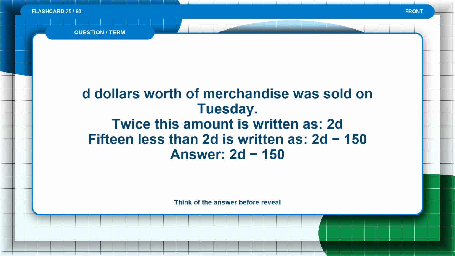Flashcard 25. $D worth of merchandise was sold on Tuesday. Twice this amount is written as 2D. 150 less than 2D is written as 2D minus 150. Answer: 2D minus 150. Think of the answer before the reveal.